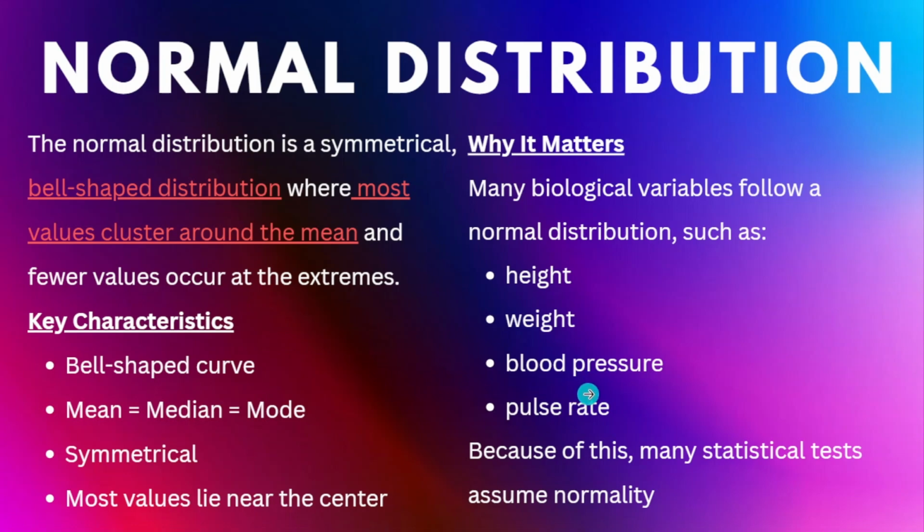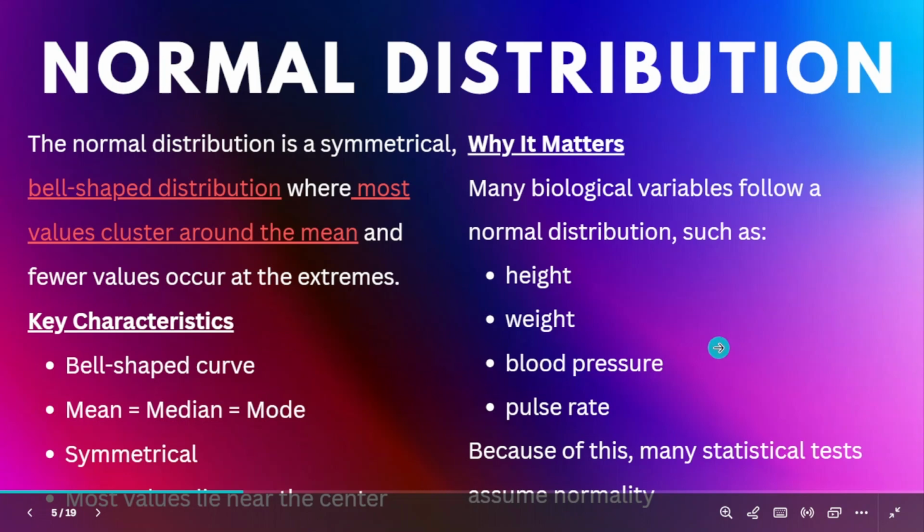Why is normal distribution significant? Why does it matter? Because many biological variables follow normal distribution, such as height, weight, blood pressure, pulse rate, right? And these are all continuous data, and many statistical tests assume normality.